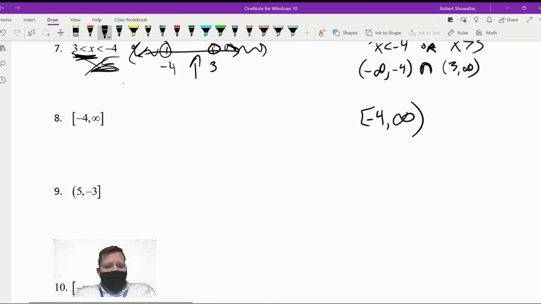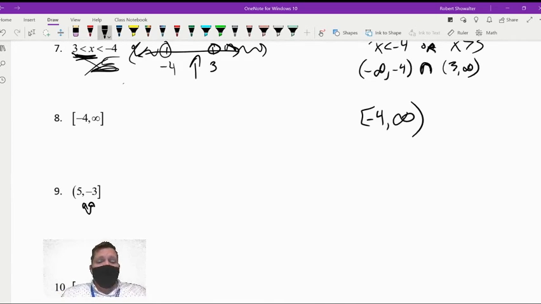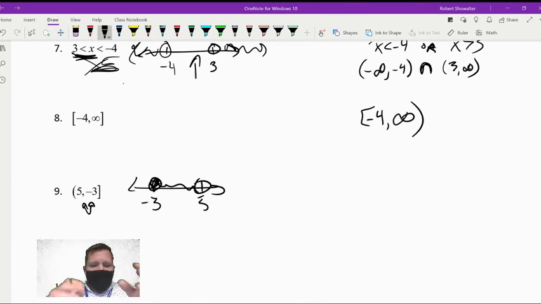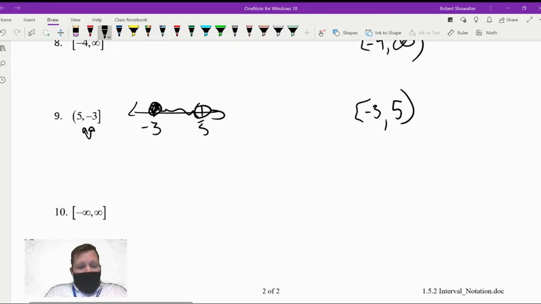And then this one is a problem because they're not in numerical order. The -3 should come before the 5, not the other way around. So these need to be switched. If this is supposed to represent the graph that looks like this, between those two, the -3 needs to be written first, and then the 5 second. Numerical order.